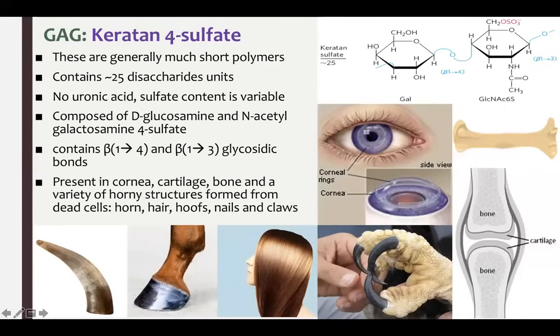They are present in the cornea, in the bone, in the cartilage, and you can see here they can be found in dead cells like horn. This is the hoof, this is hair, nails and claws.